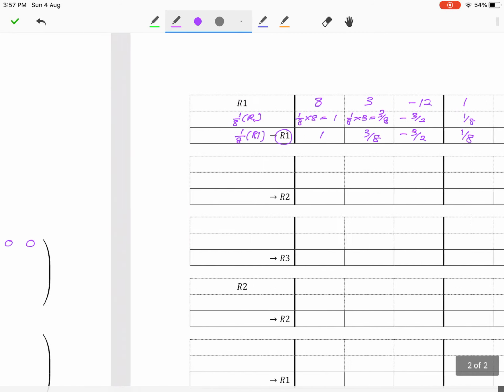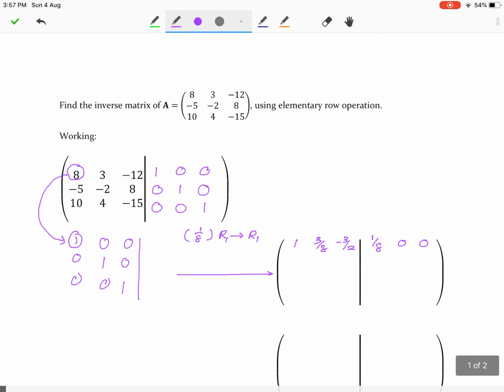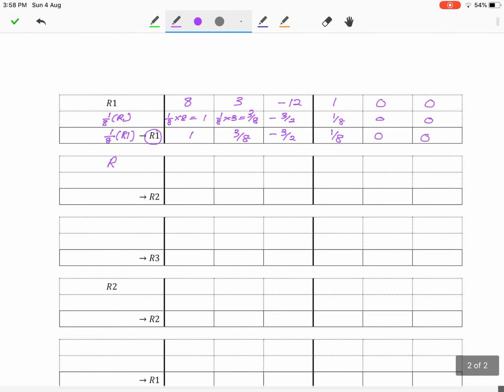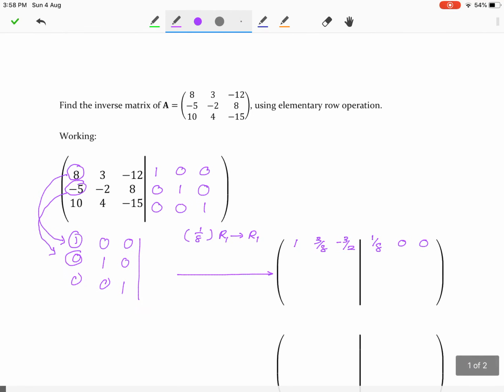Okay, so what is the next aim? The next aim is to make the negative 5 become 0. So we want to change the negative 5, which is in the second row, to be 0. So first, let's copy down the second row. What is the second row? Second row is negative 5, negative 2, 8, 0 1 0. So that is your row.